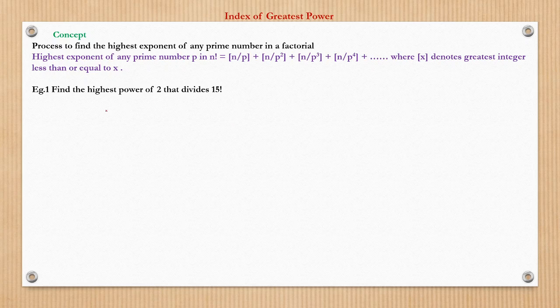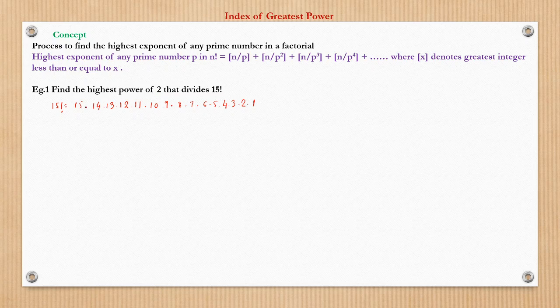So let us see now 15 factorial. We have to find the highest power of 2. One process would be, 15 factorial I can write as nothing but 15 into 14 into 13 into 12 into 11 into 10 into 9 into 8 into 7 into 6 into 5 into 4 into 3 into 2 into 1, right? So this way we can write 15 factorial. So we have to find the highest power of 2.